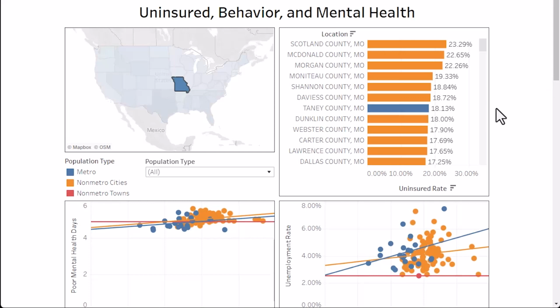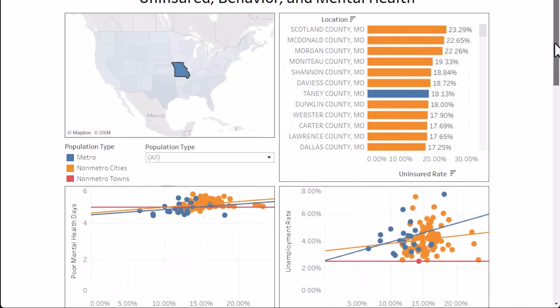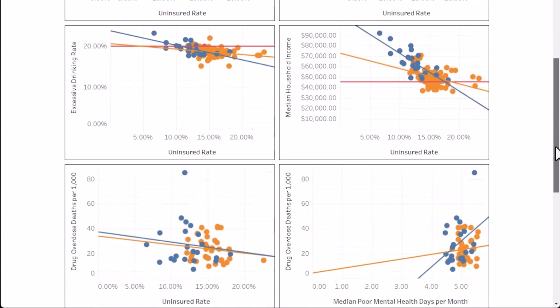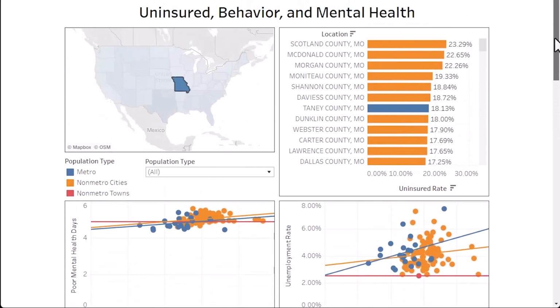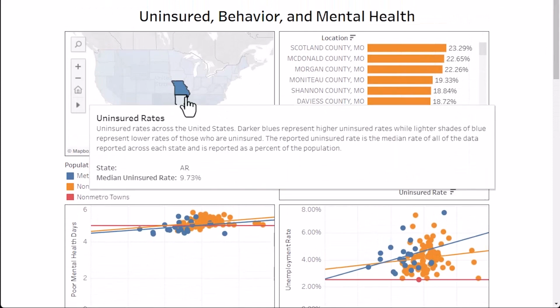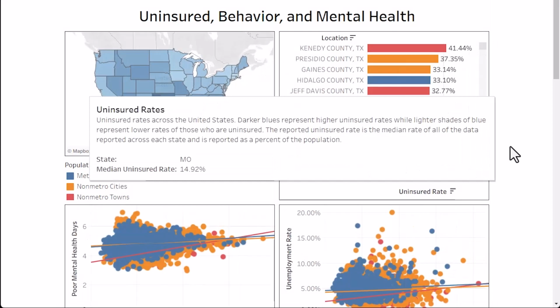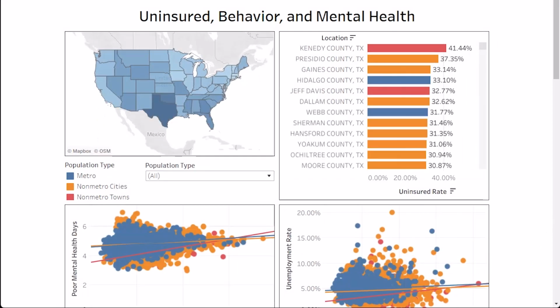And so you can see our listing of counties, it's all from Missouri. And when we take a look at our plots here, they're using only data from the state of Missouri. So that's one thing that we can do with our dashboard, is to filter by specific state. Click on the state again, and the dashboard will refresh to include data from all 50 states.